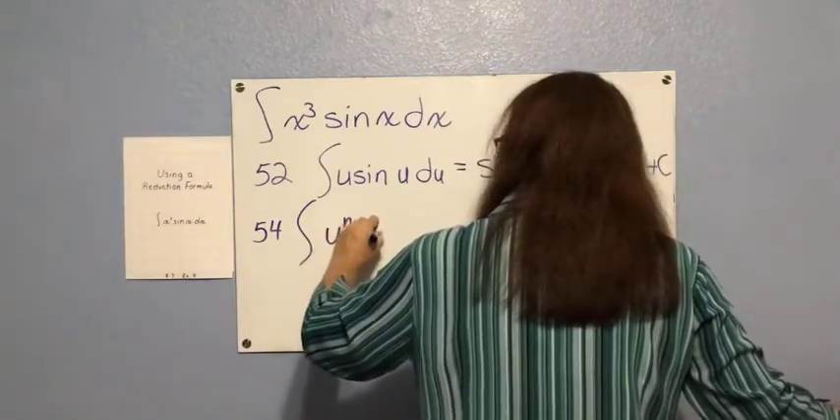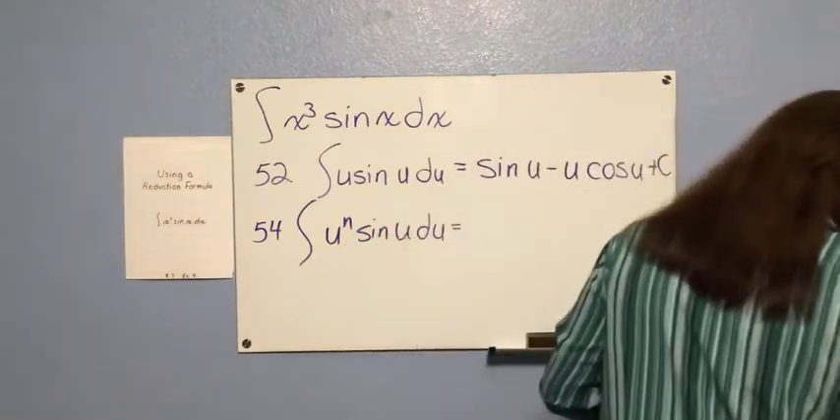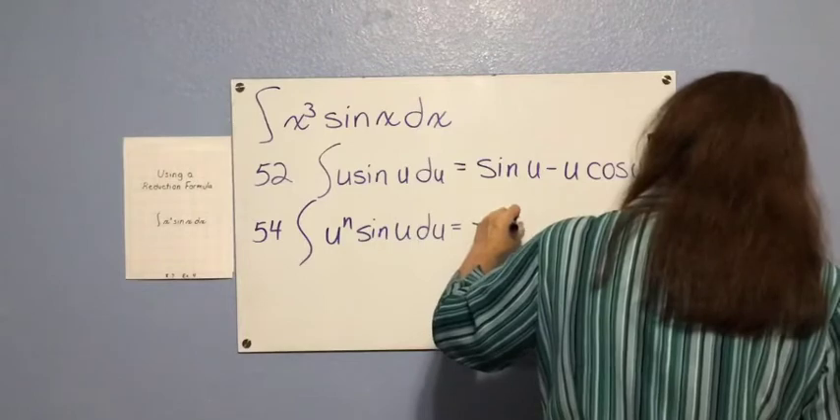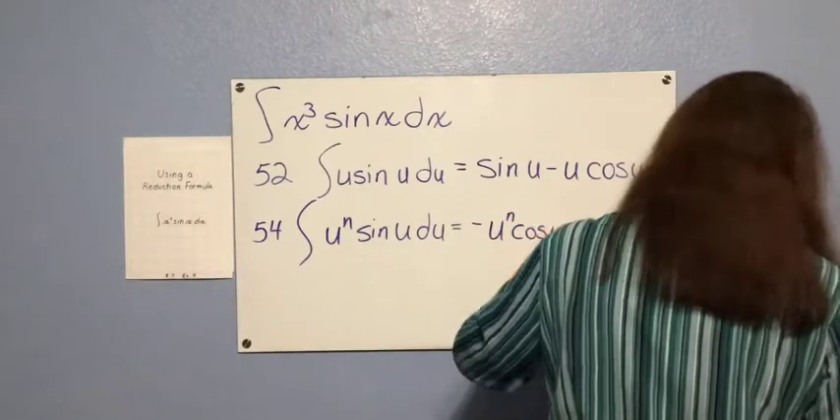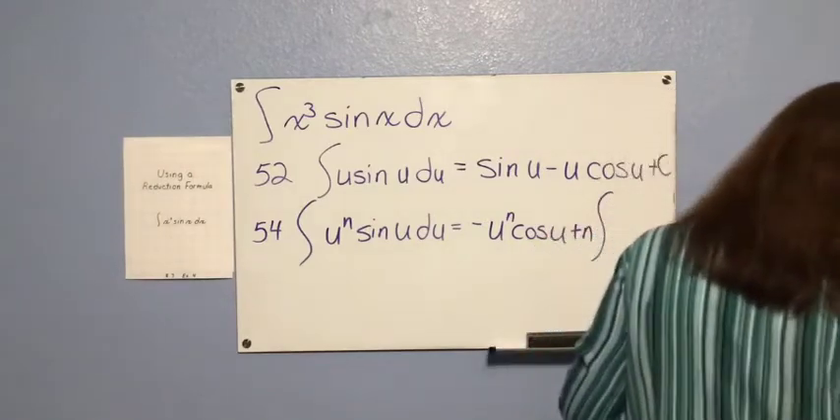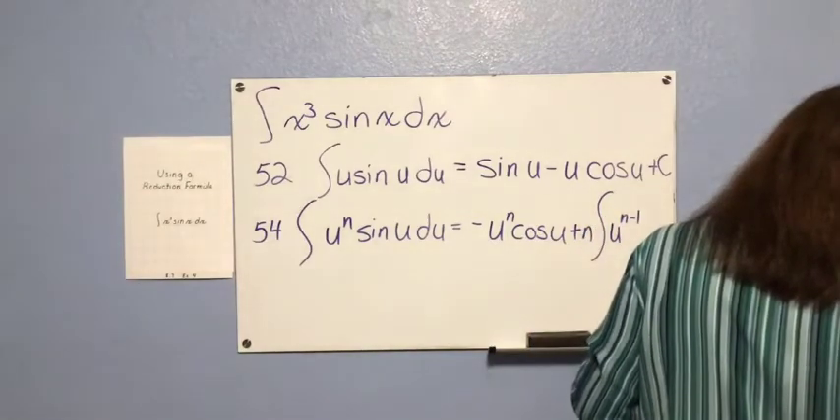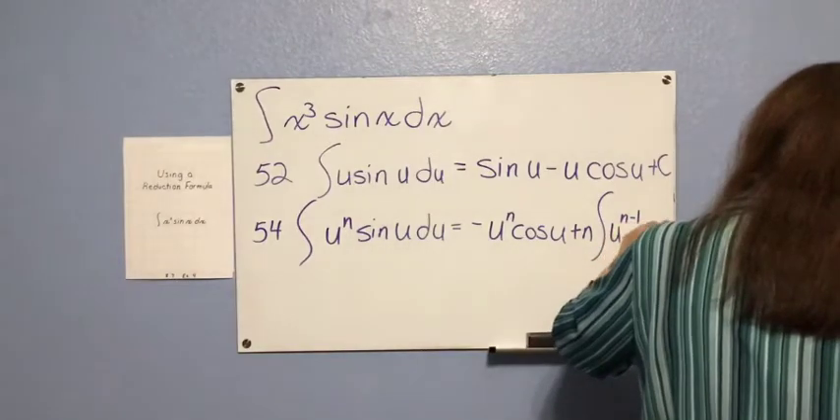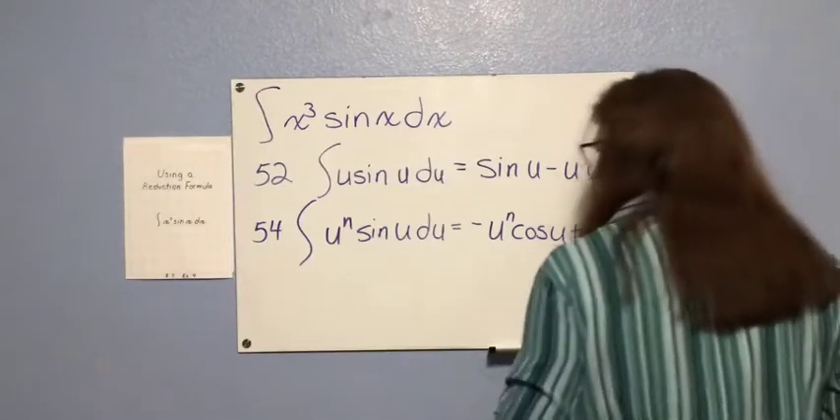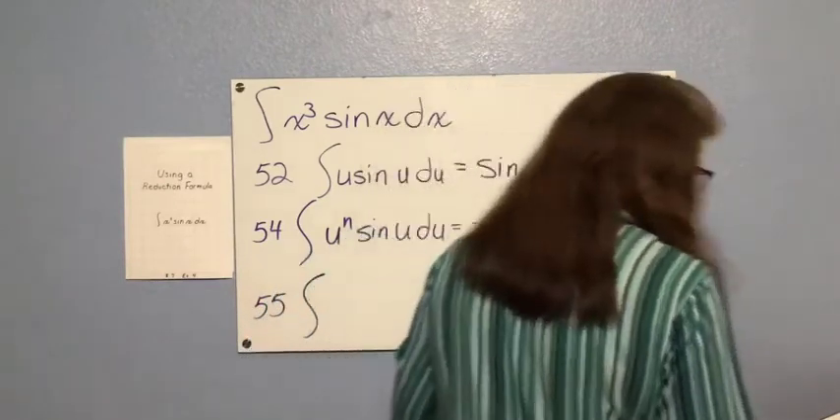The integral of u^n sin u du is equal to negative u^n cos u plus n times the integral of u^(n-1) cos u du. And then formula 55 looks like this.